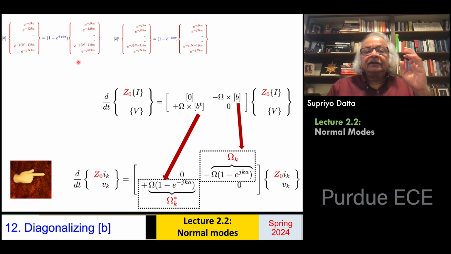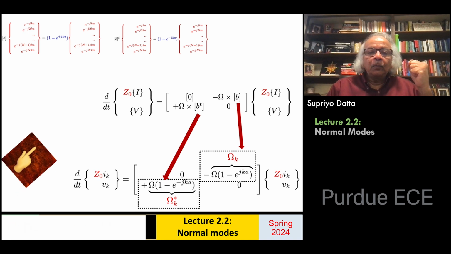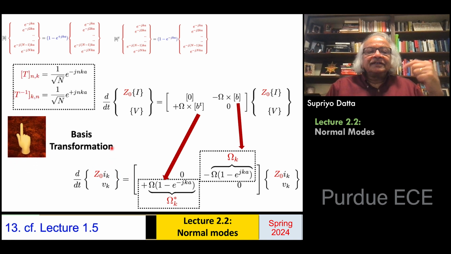So finally, using this idea that it's easy to write down the eigenvectors of B and B transpose, I can essentially diagonalize it. So you could view this as a kind of basis transformation. Back in week 1, when we were doing oscillators, if you remember, we did some basis transformation in lecture 1.5, where we had a 2 by 2 matrix and we did the transformation and diagonalized it. Here also we have this same basis transformation T inverse, but now it's a much bigger thing.